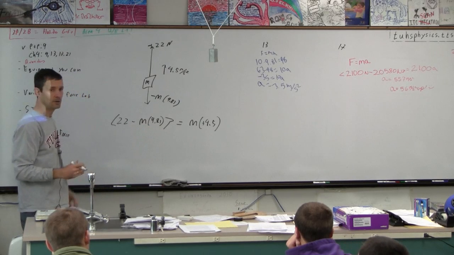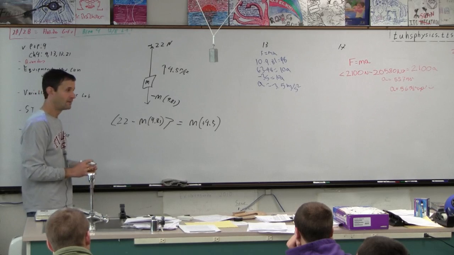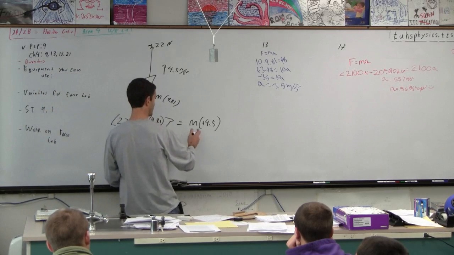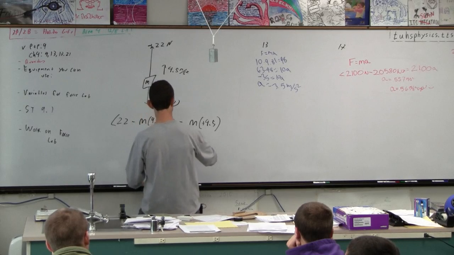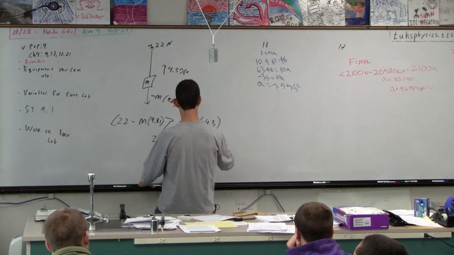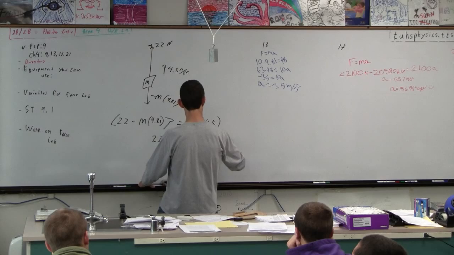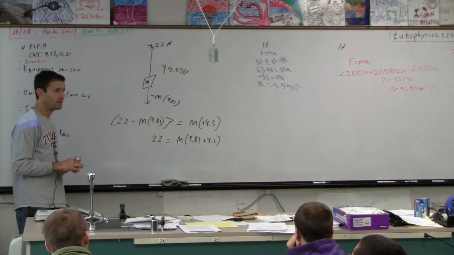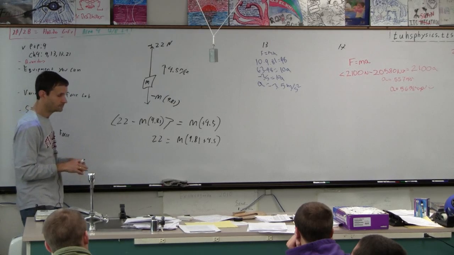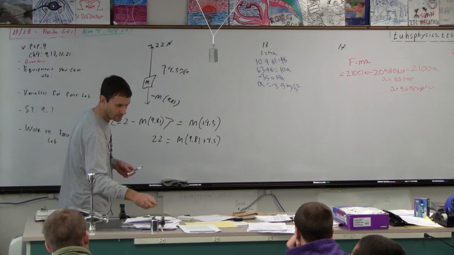So is this solvable? Can this be solved? Yeah. I don't give you ones where you have to solve for the mass because that's kind of mean, but we can do it, right? So 22 equals m times 9.81 plus 4.5, and then I think you're set. I think that gets the right answer. Yeah. There you go.